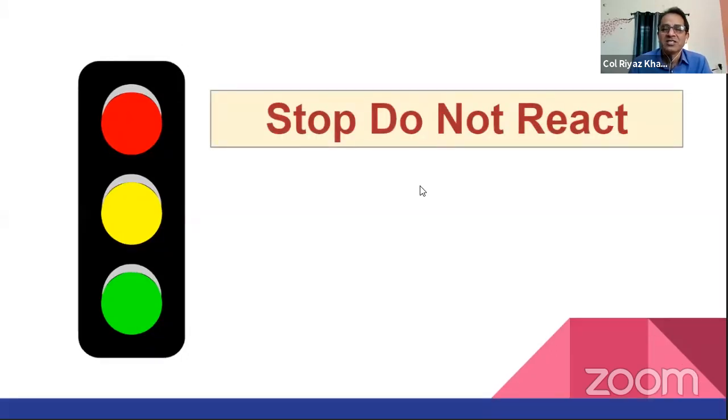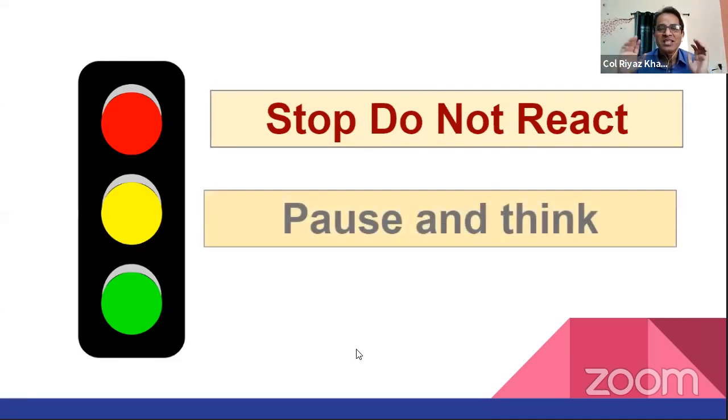Firstly, stop. Whenever we come across a situation, we have to follow the traffic light system. Stop. Do not react. Don't speak. Don't respond immediately. Just wait. Count till 10, 50, 100, whatever.